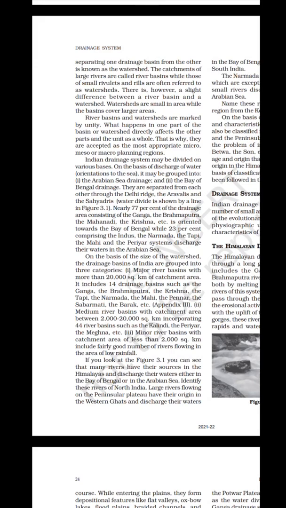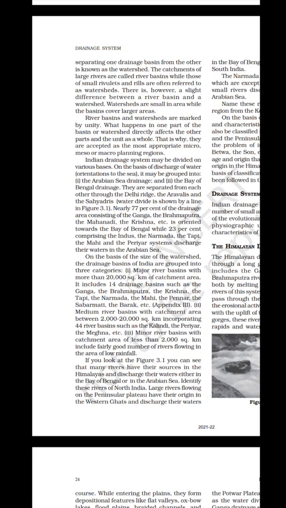The Indian drainage system may be divided on various bases, on the basis of discharge of water, orientation to the sea. It may be grouped into the Arabian Sea drainage and the Bay of Bengal drainage. They are separated from each other through the Delhi Ridge, the Aravalis, and the Sahyadris. The water divide is shown by a line in figure 3.1.